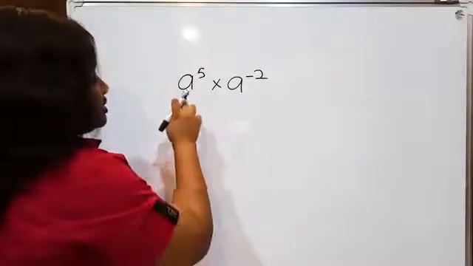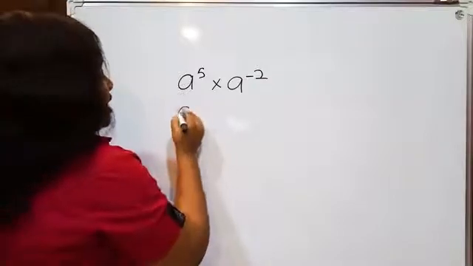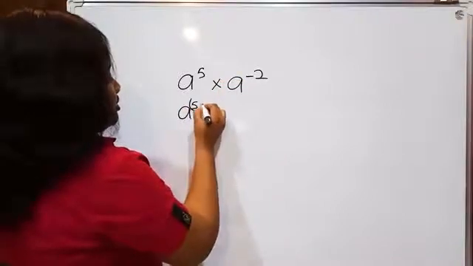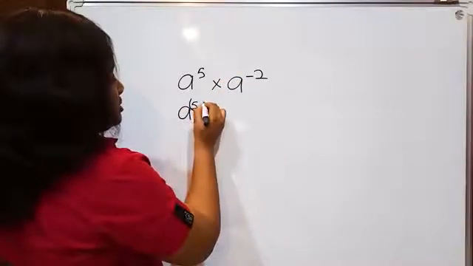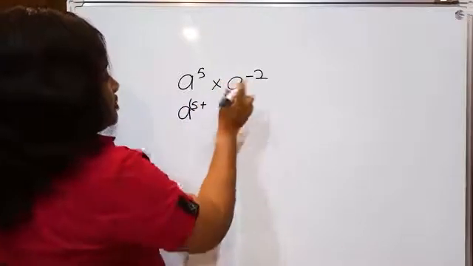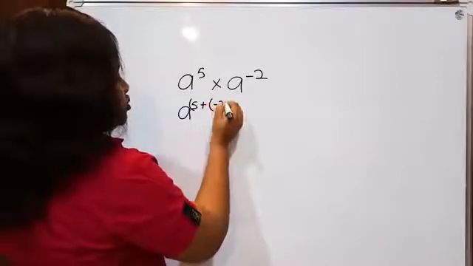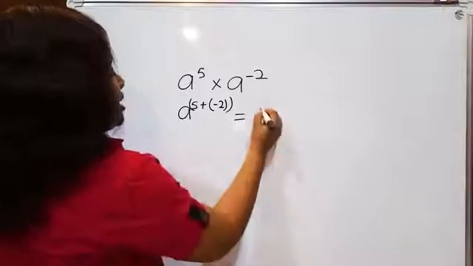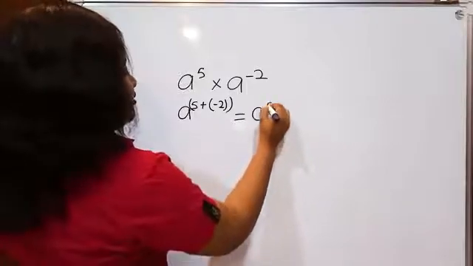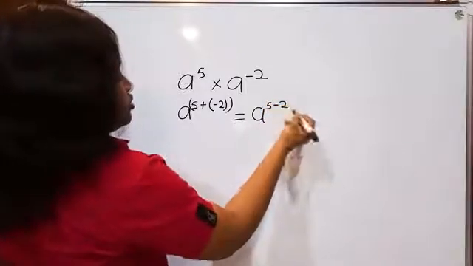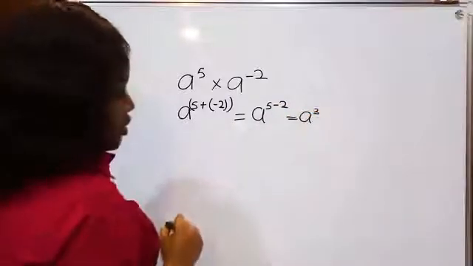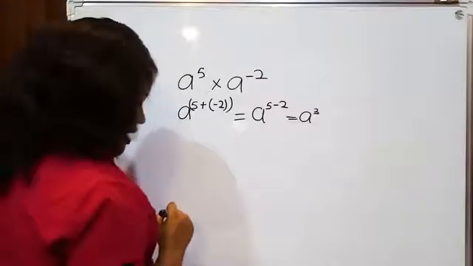So this is the same thing as saying a raised to the power 5 plus minus 2. And same thing as saying a raised to the power 5 minus 2, which gives us a cubed, or a raised to the power 3.